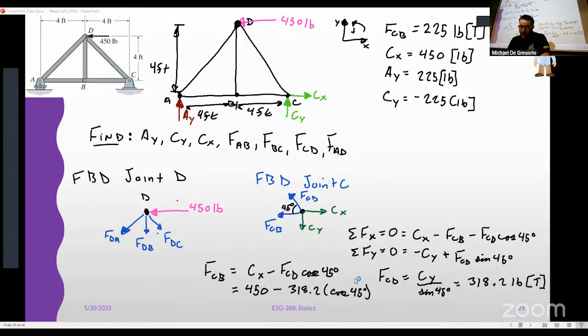Doesn't matter, but notice something that we did: we now know FDC is FCD, they're the same, equal and oppositely directed. So now we could move up to D if we wanted, and we could solve that. The way that I did it was I moved to B next. Again, doesn't really matter. You just want to make sure that you're going to different joints that have two unknowns as opposed to three.